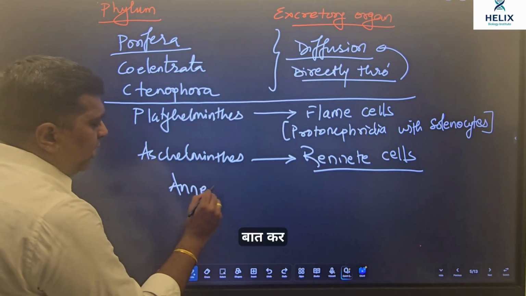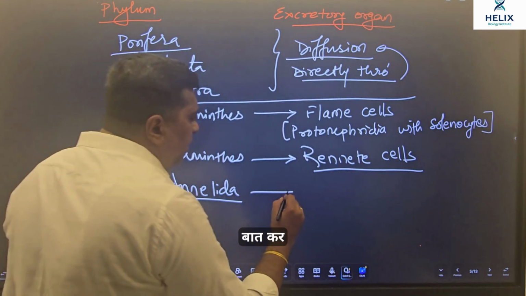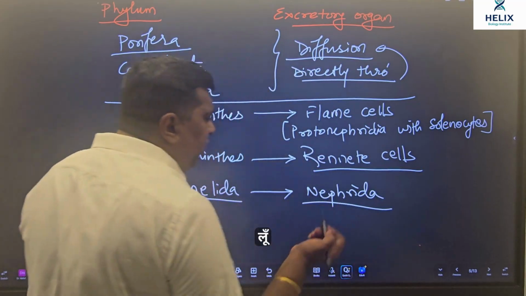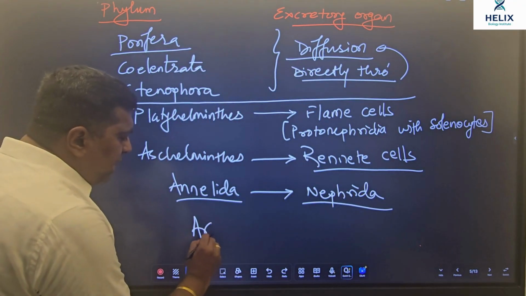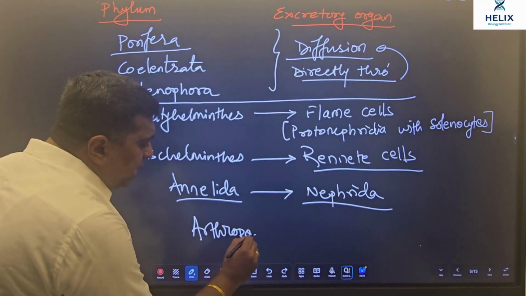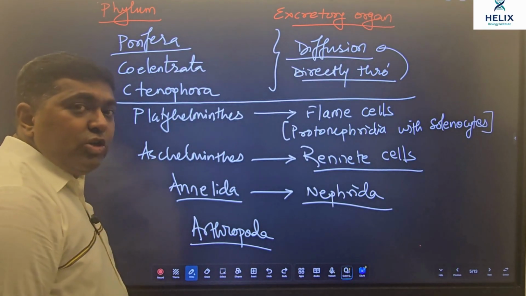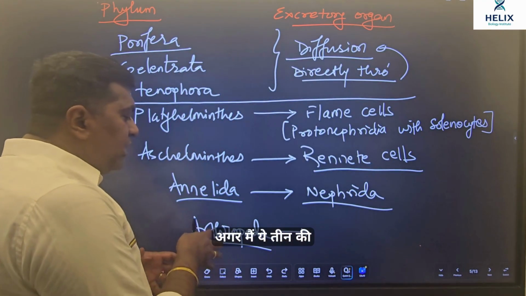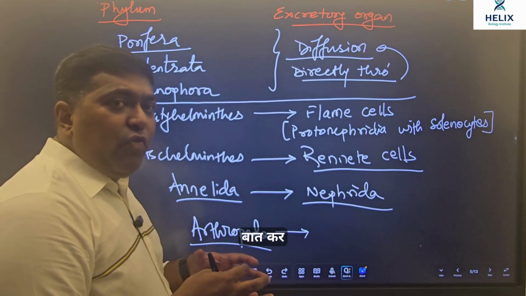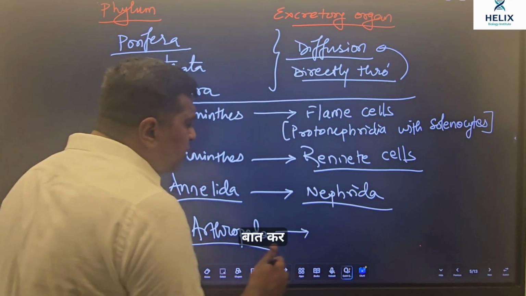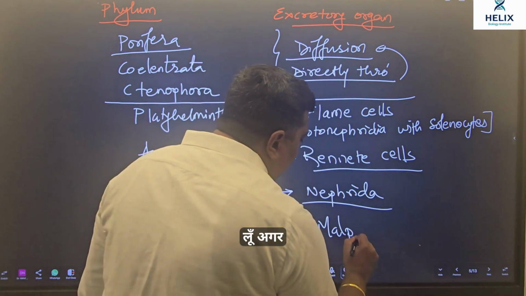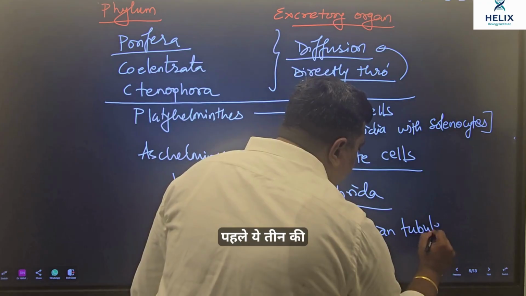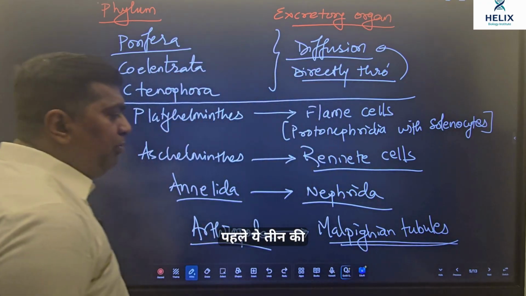Next, we talk about Annelida, where Nephridia act as an excretory organ. Whereas arthropod, now as we know, this is the largest animal phyla, showing a huge variety, but most commonly, I would say 75% of arthropods show the excretory organ as Malpighian tubule.